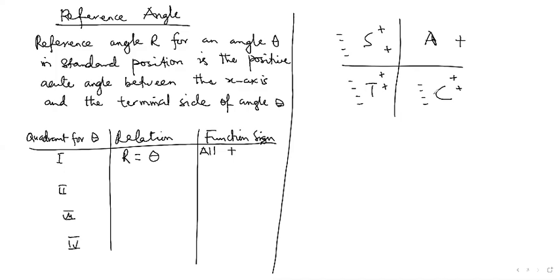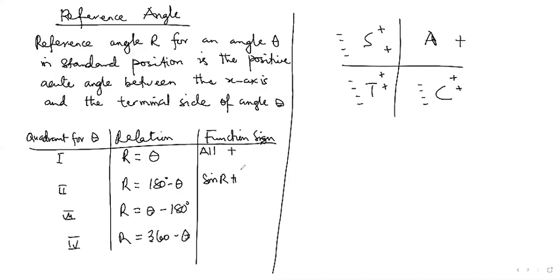We'll come to that. Now, the reference angle in quadrant 2 will be 180 degrees minus your angle theta. In quadrant 3, it is your angle minus 180 degrees. In quadrant 4, it is 360 minus your angle. In quadrant 1, we say all is positive. In quadrant 2, sine and its inverse.